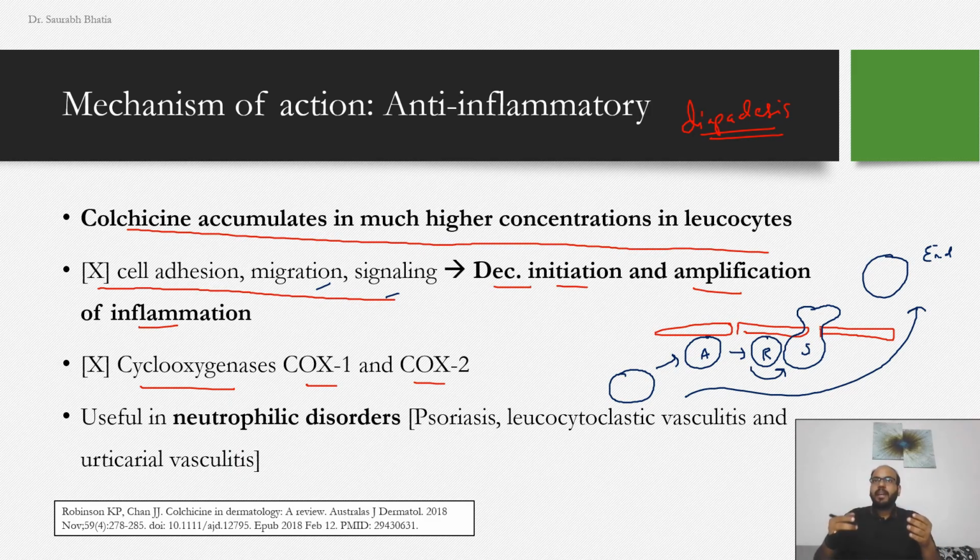Now we know that in any inflammatory disorder, the first cell to reach the site from the peripheral blood is the neutrophil. Colchicine inhibits the migration of inflammatory cells, so it will also inhibit the migration of the first inflammatory cells like neutrophils. And neutrophils are very fast acting cells. They are the first ones to reach. So that makes colchicine very useful in neutrophilic disorders like psoriasis, LCV, and urticarial vasculitis. We'll discuss the uses in detail, don't worry.